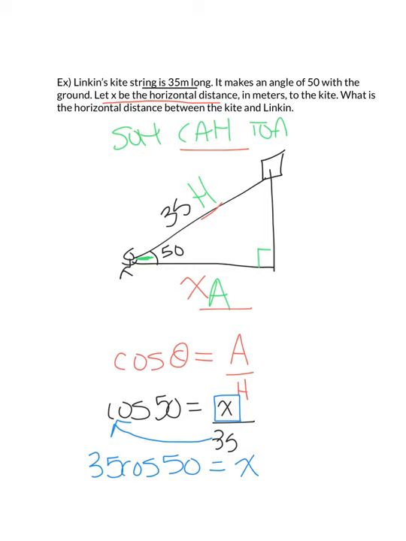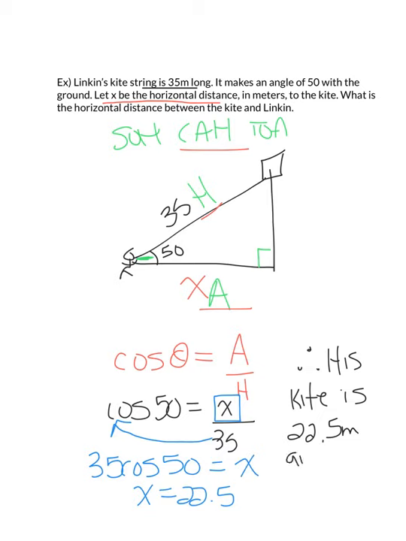Now again, depending on your calculators, you will be typing this in a little bit different. Either way, you should all be getting an answer of 22.5. So I can say, therefore, his kite is 22.5 meters away horizontally.